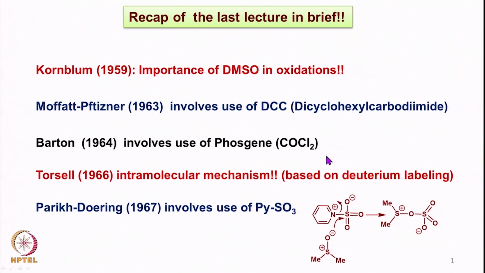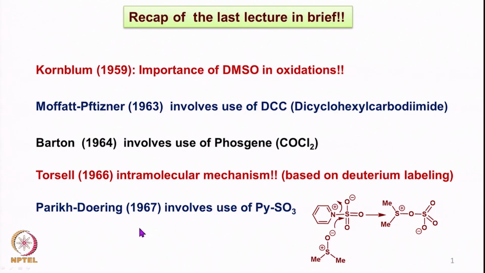Now in all these cases, what was the mechanism? That was basically reported by Torsell, which allowed, through deuterium labeling, to confirm that the reaction proceeds via an intramolecular mechanism and not an intermolecular mechanism, something we had discussed at the beginning of the course, where we discussed in the first lecture the mechanism of the oxidation based on chromium.